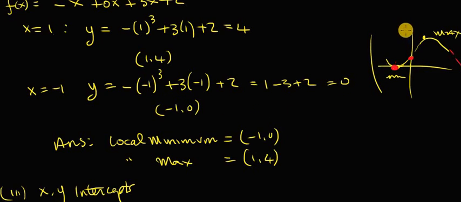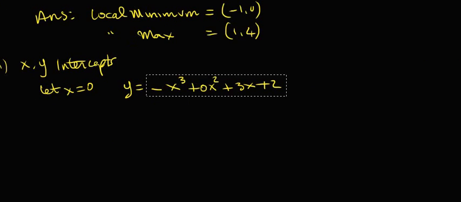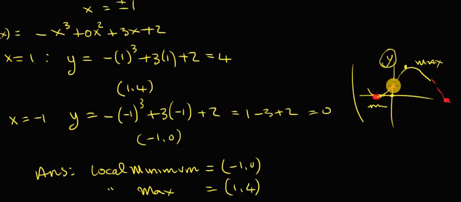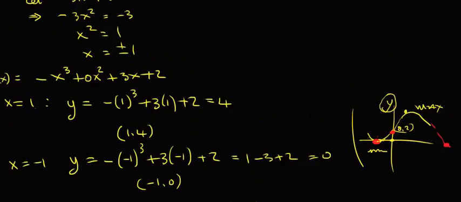Now, to get the y-intercept, this is the y-axis, I let x equal 0 because x is equal to 0 here. So I stick 0 into the function, and we're going to see it gives us y is equal to 0 plus 0 plus 3 times 0 is 0 plus 2. So 2. So the y-intercept is 0, 2. So that's what this point here is. This point is 0, 2. Okay, now let's get the x-intercepts.